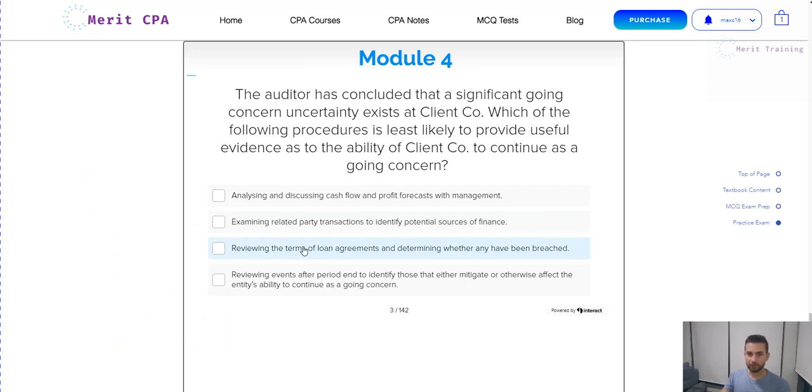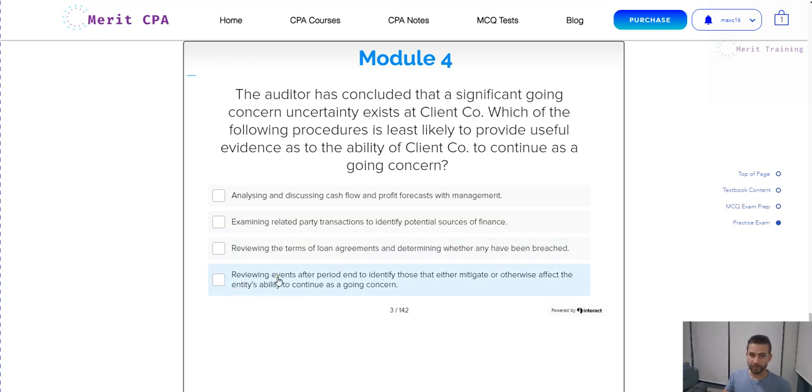Okay, next one is C, reviewing the terms of the loan agreements and determining whether any have been breached. Potentially this could be useful information because we need to know what the terms of the loan agreements are because of debt covenants. Debt covenants are basically restrictions on debt that the bank has over your business. So if you breach a certain covenant, the bank can come and say, I want my loan repaid, or I can put up interest rates. And if they can cut funding, that's going to be a huge impact. It's going to be a huge risk to going concern. Determining whether any of those have been breached is very important. So yes, this is a useful piece of information.